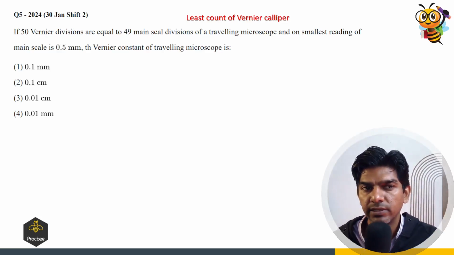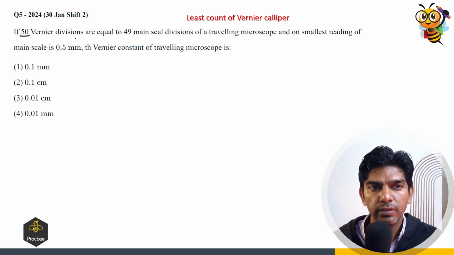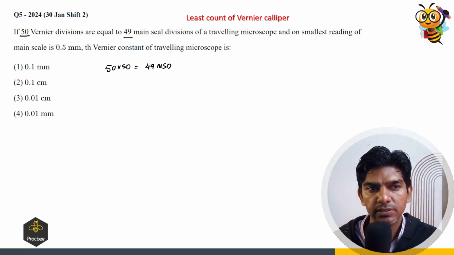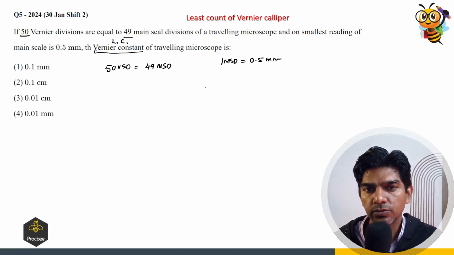Another question based on least count. If 50 Vernier divisions are equal to 49 main scale divisions of a traveling microscope, and the smallest reading of the main scale is 0.5 millimeter, so one main scale division is 0.5 millimeter. Then the Vernier constant, which is nothing but the least count, right? So find the least count of the traveling microscope.